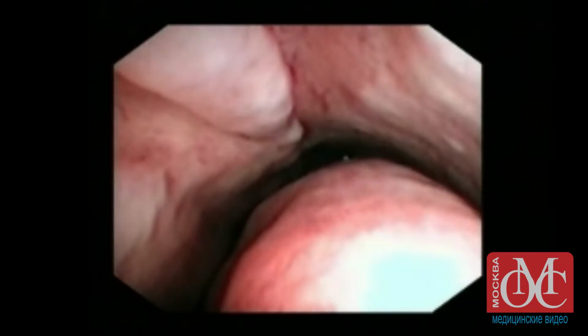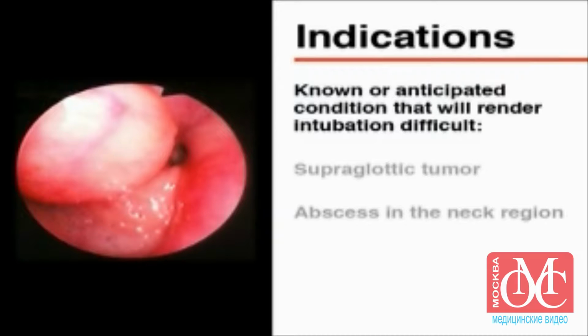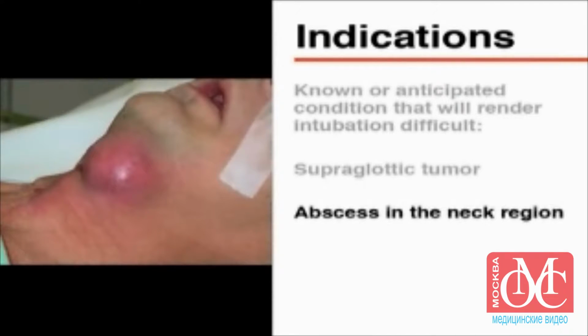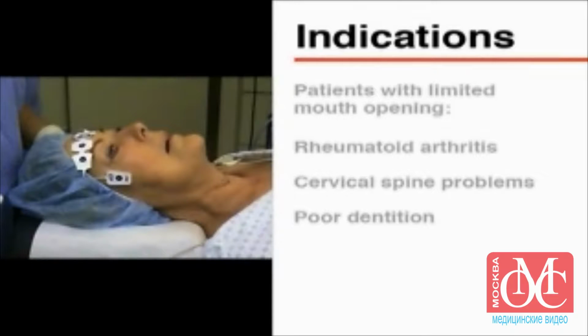Nasal fiberoptic intubation is indicated when endotracheal intubation is required, but the patient has a known or anticipated condition that will render intubation difficult. For example, a patient with supraglottic tumor or an abscess in the neck region. Nasal fiberoptic intubation is also indicated in patients with a limited mouth opening, for example, those with rheumatoid arthritis, cervical spine problems, or a poor dentition.